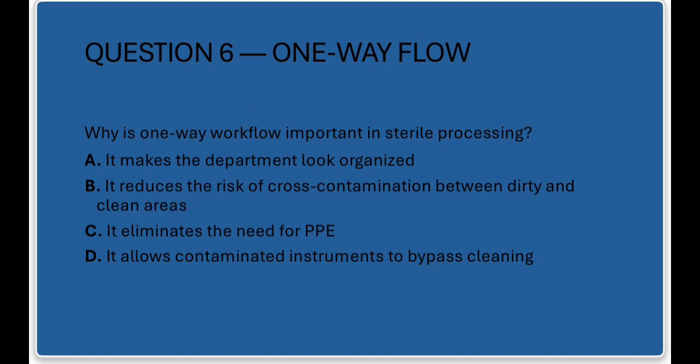Question 6. Why is one-way flow important in sterile processing? Option A, to make the department look organized. B, it reduces the risk of cross-contamination between dirty and clean areas. C, it eliminates the need for PPE. D, it allows contaminated instruments to bypass cleaning.